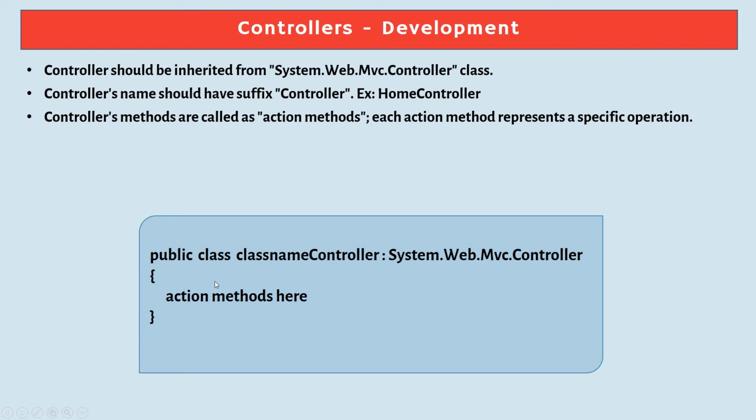An action method will execute only when we send a request to the application. For one request, only one action method will execute. For example, if we have sent a request to search, the search action method will execute. If we have sent a request to insert, only the insert action method will execute.